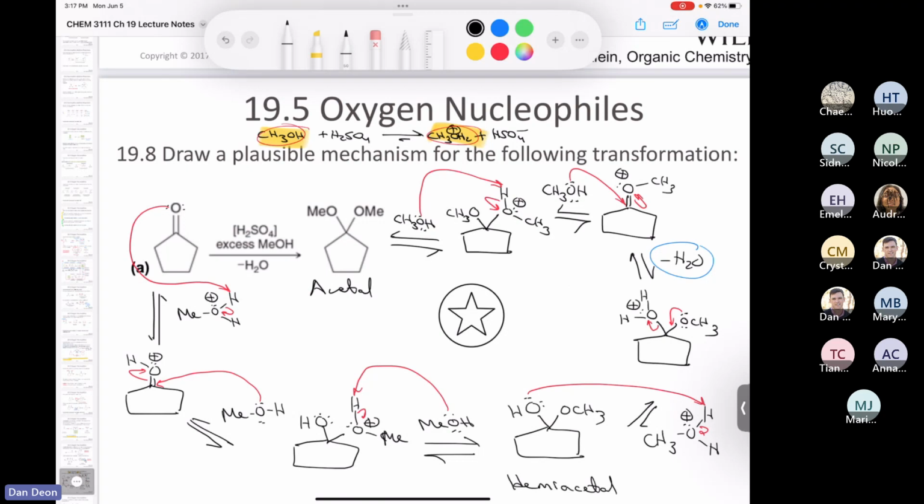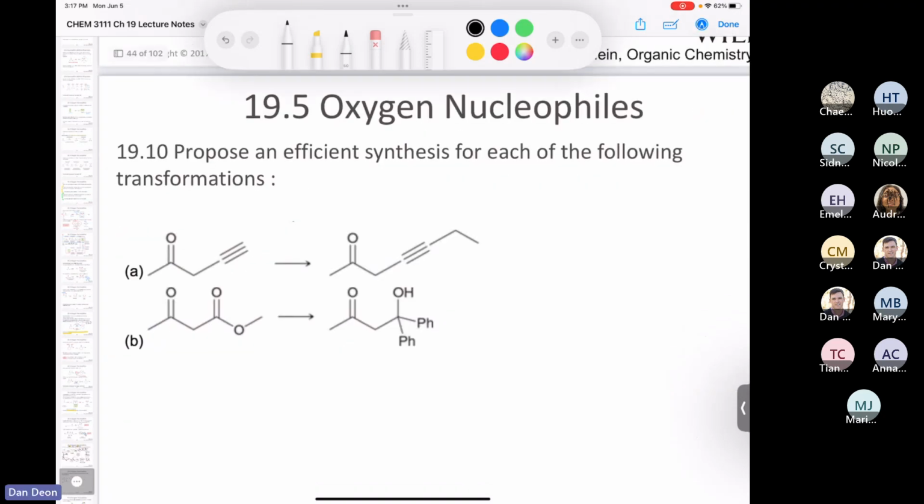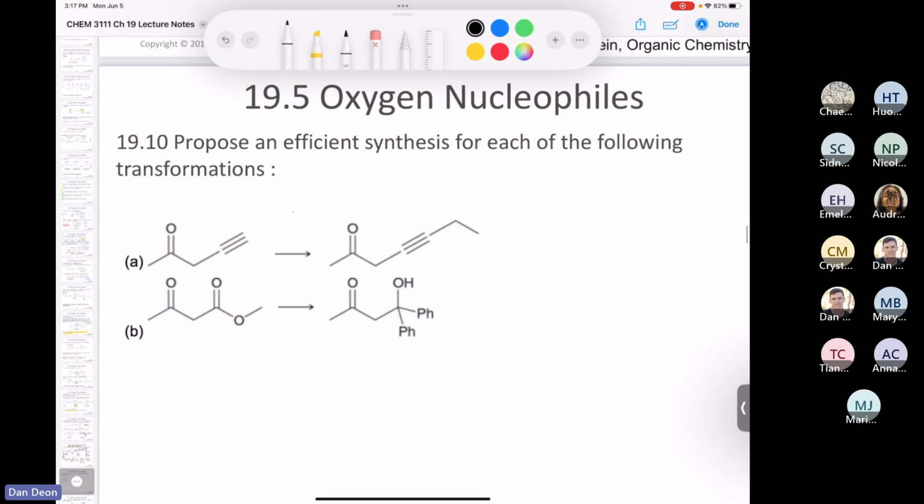So what we'll do now is we'll take a short break, and then we're going to come back and see if we can propose some synthesis ideas for these reactions here. And then after that, we'll take a look at nitrogen nucleophiles. Hydrolysis of this. All right, so we'll come back and we'll take a look at these problems.